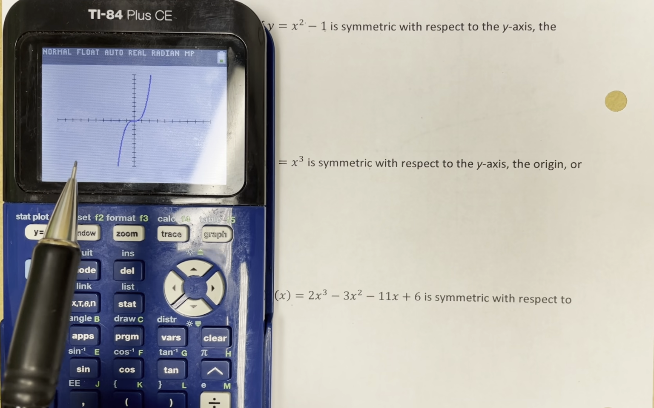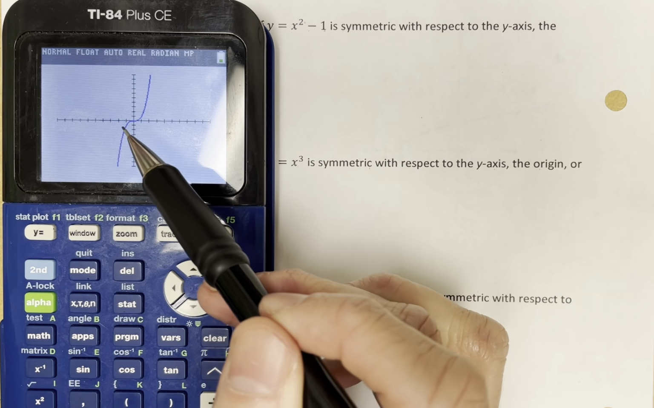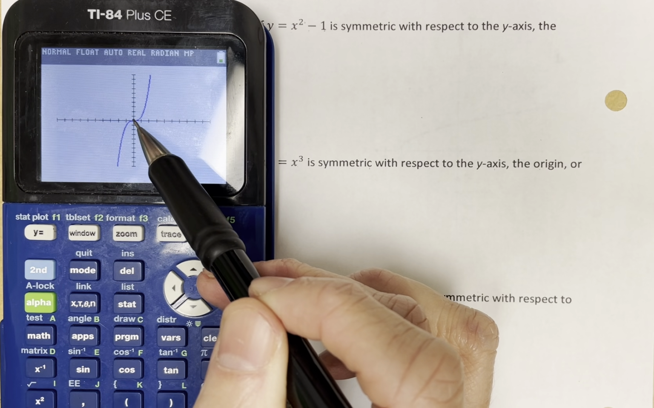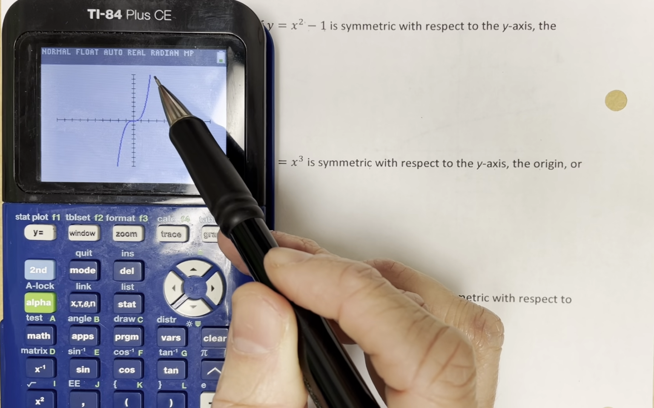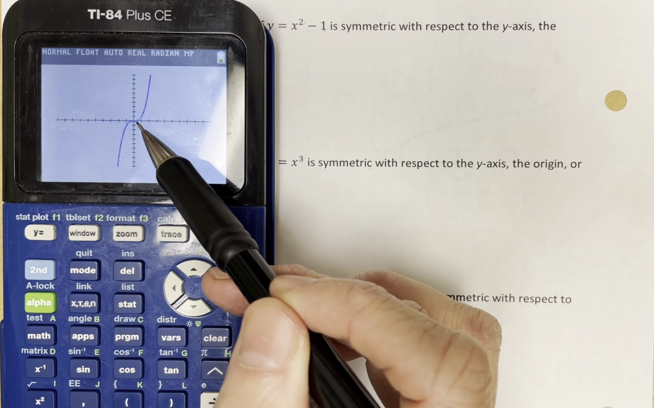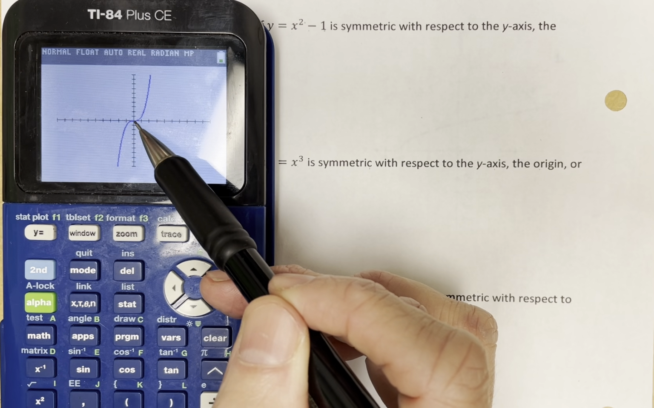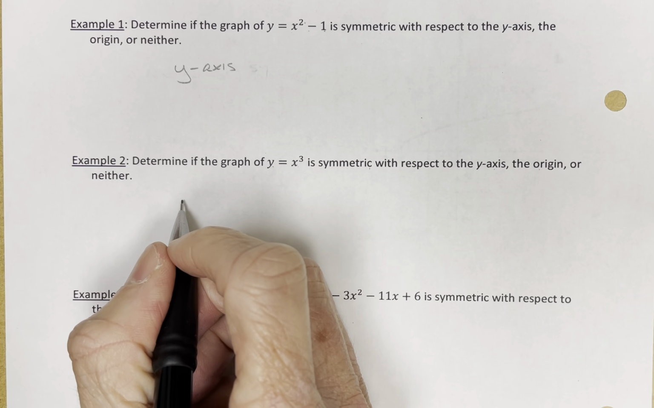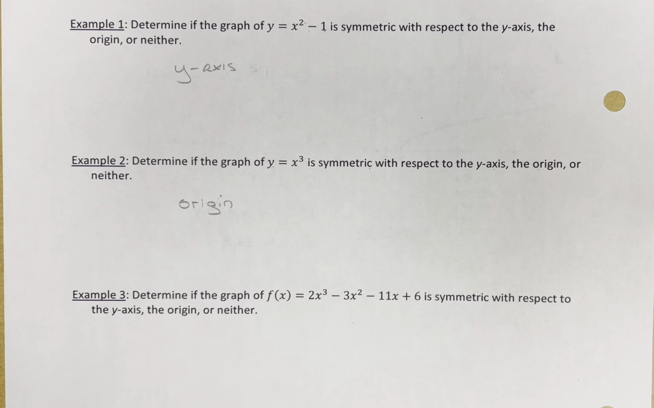Does it have origin symmetry? Let's put a tack right here at the origin. Can I spin it and have it land on itself after less than one rotation? And the answer is yes. I just have to spin it halfway around, and the graph will land right back on itself. So this one has origin symmetry. This graph is symmetric with respect to the origin.